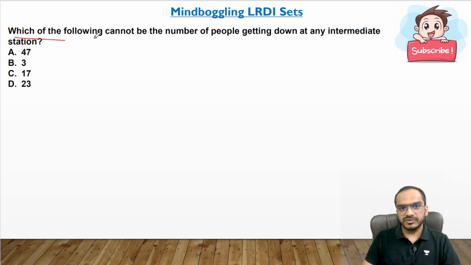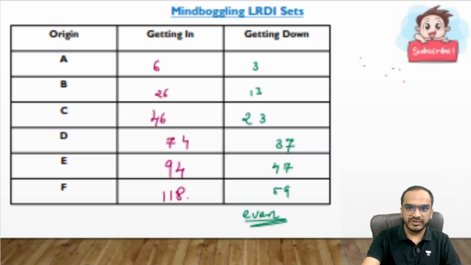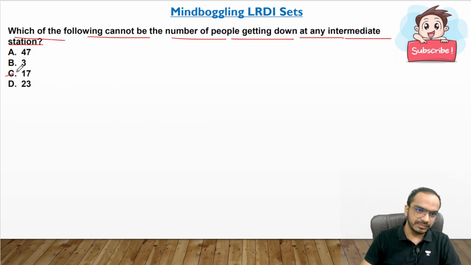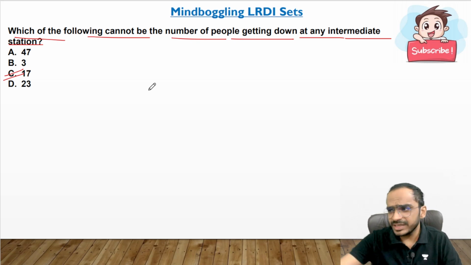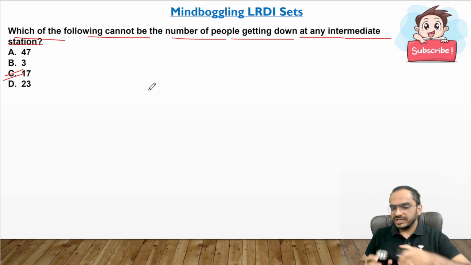What does the question say? Which of the following cannot be the number of people getting down at an intermediate station? 47, 3, 17, 24. So 47 is possible, 3 is possible, 23 is possible, 17 is not possible, right? We cannot see 17 anywhere here. 17 doesn't seem to be a possibility. Are we clear with this, guys?